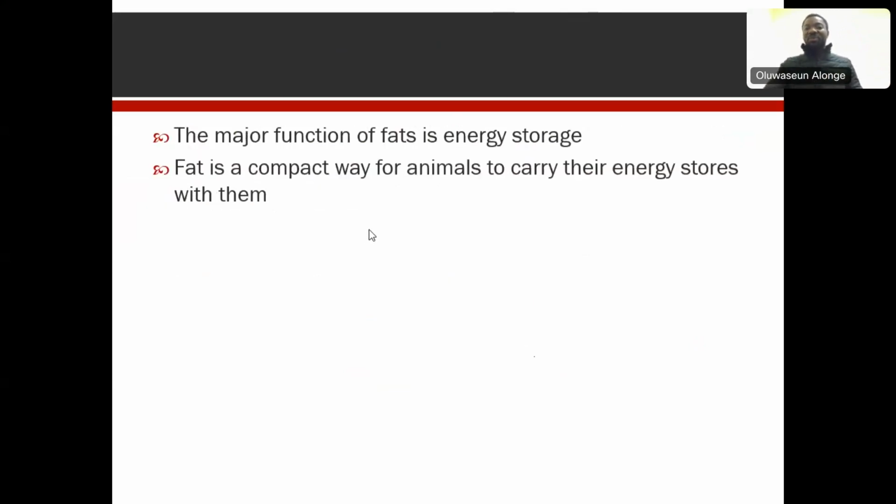All right, the major function of fat is to give you energy. Carbohydrate gives you energy, but fat gives you about 2.5 times more energy than carbohydrate gives you. The only challenge is this: fat will only supply you energy when carbohydrate is not available. As long as carbohydrate is available, you will not get energy from fats. They are not readily accessible. They only become accessible when carbohydrate becomes unavailable. So fat is a compact way for animals to carry their energy stores within them.